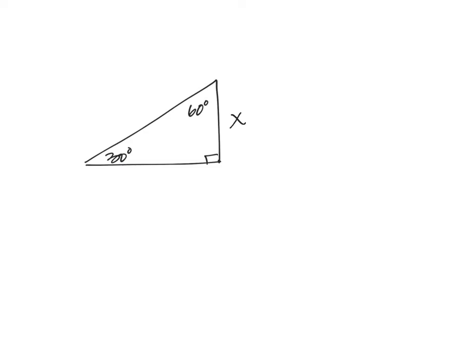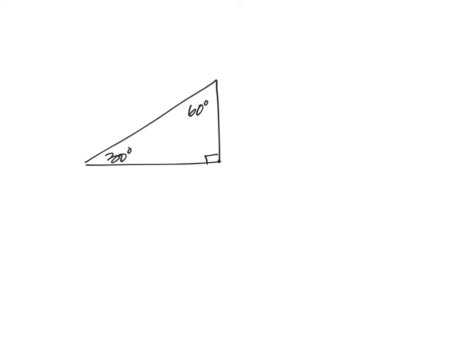If our short side is x, then our hypotenuse, which is across from the right angle, is twice as big as the short side. And the long leg, which is across from our 60-degree angle, is the short side times the square root of 3. And this is true in all 30, 60, 90 right triangles. So let's look at a specific example.